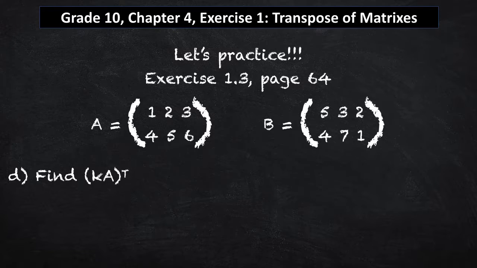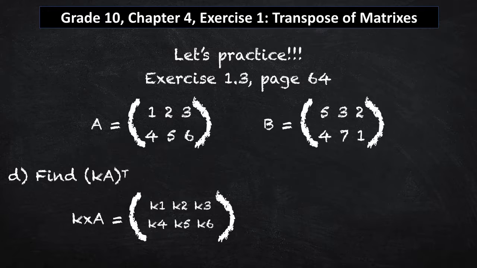Next question is find the transpose of the matrix K multiplied by A. So first of all, before computing the transpose, we have to compute the matrix K multiplied by A. We don't have a value for K, so what we find is that we can write K multiplied by A as K1, K2, K3, K4, K5, and K6, which means that I have multiplied all the elements of the matrix A by the constant K. For example, the element 1,1 of the matrix A is 1, so I multiplied 1 by K, which is equal to, say, K1.